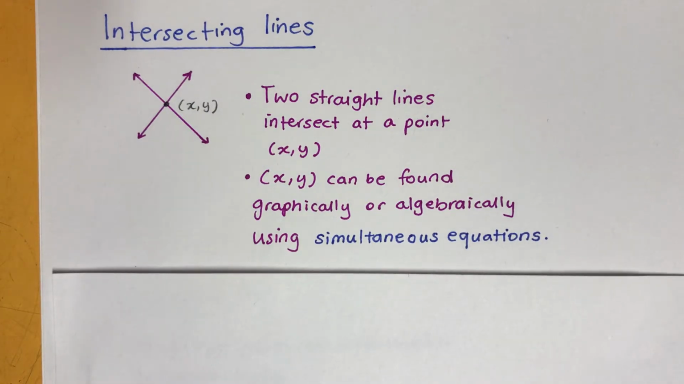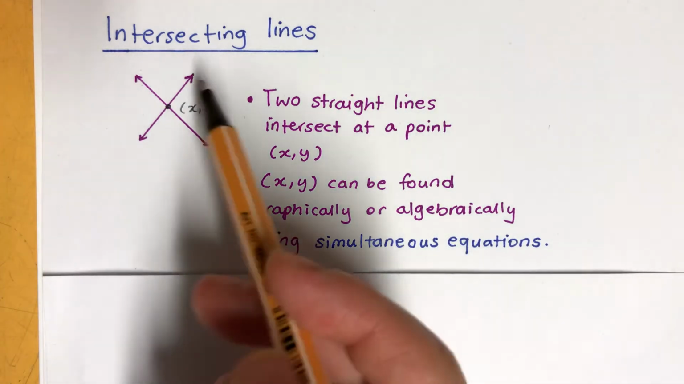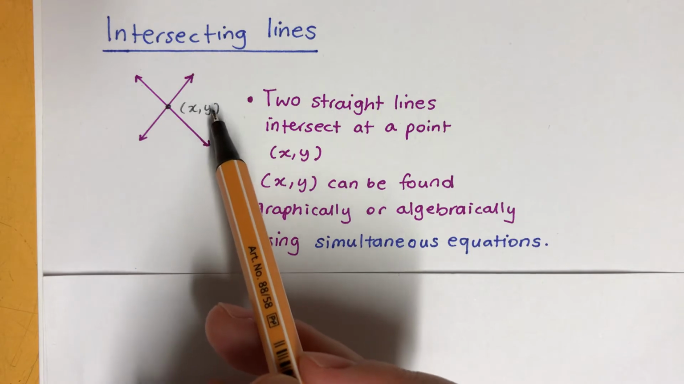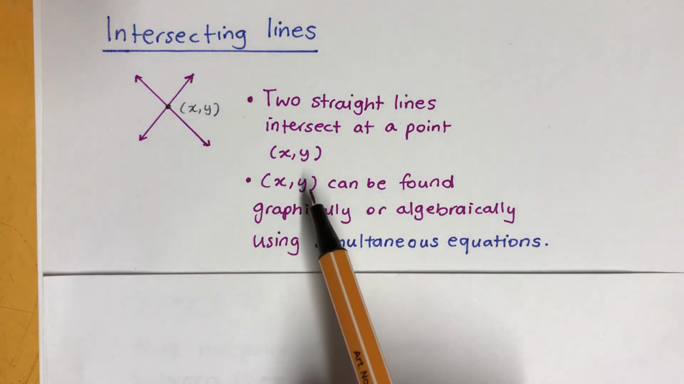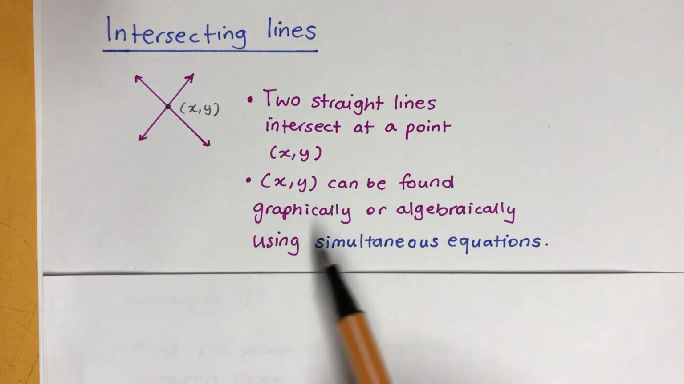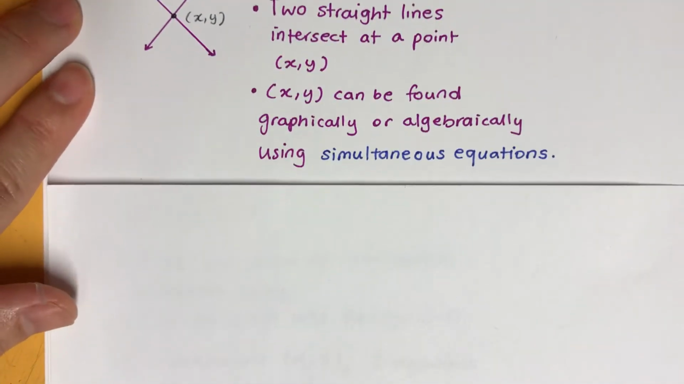Okay, second part is intersecting lines. Now there are two straight lines that meet at a point, which is x and y. So two straight lines intersect at a point x and y, and the point x and y can be found graphically or algebraically using simultaneous equations. So let's have a look at the example.